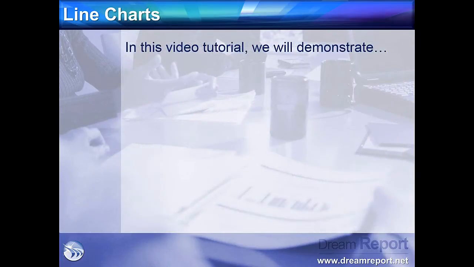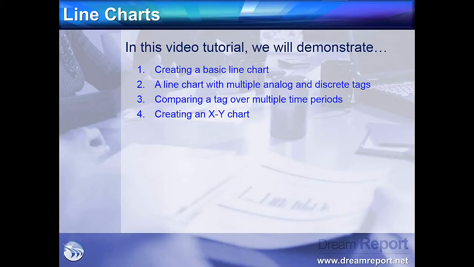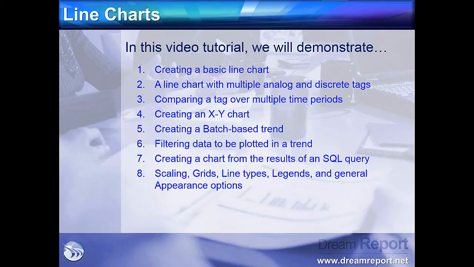In this video tutorial, we're going to demonstrate how to create a basic line chart, a line chart with multiple analog and discrete tags. We'll compare a tag over multiple time periods, create an XY chart, create a batch-based trend, filter data to be plotted in a trend, create a chart from the results of a SQL query, demonstrate how to set scaling, grids, line types, legends, and general appearance options, and finally work with interactive charts in the Dream Report web portal.